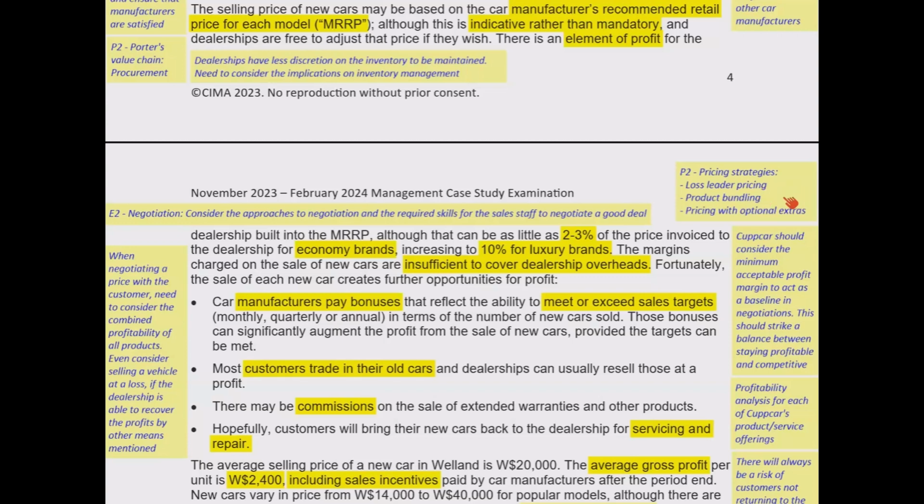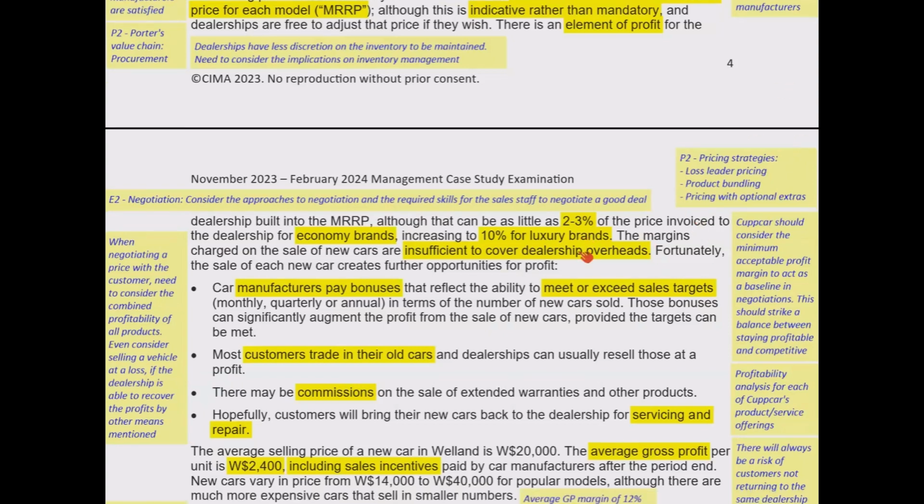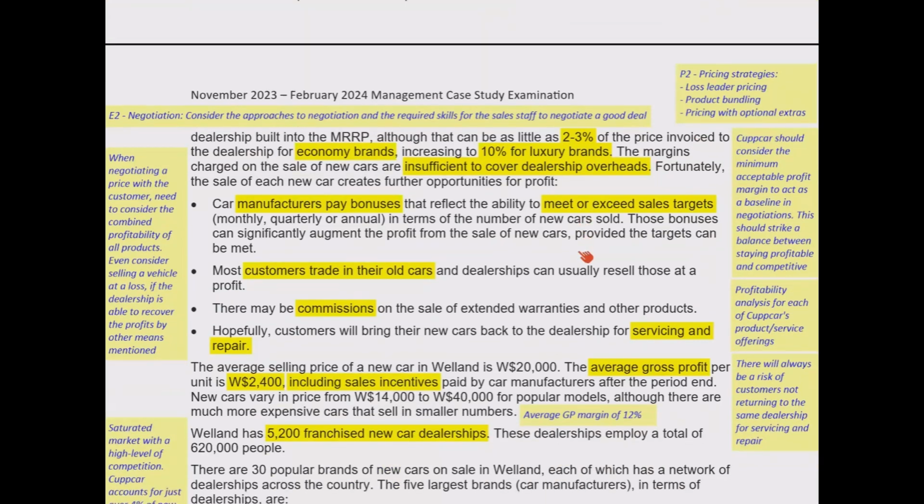He will have had commission based on selling all those, and the dealership would have made a lot more profit probably from the sale of those to me than they made from selling the actual car. So thinking with your pricing strategy about these extras is going to be so important.